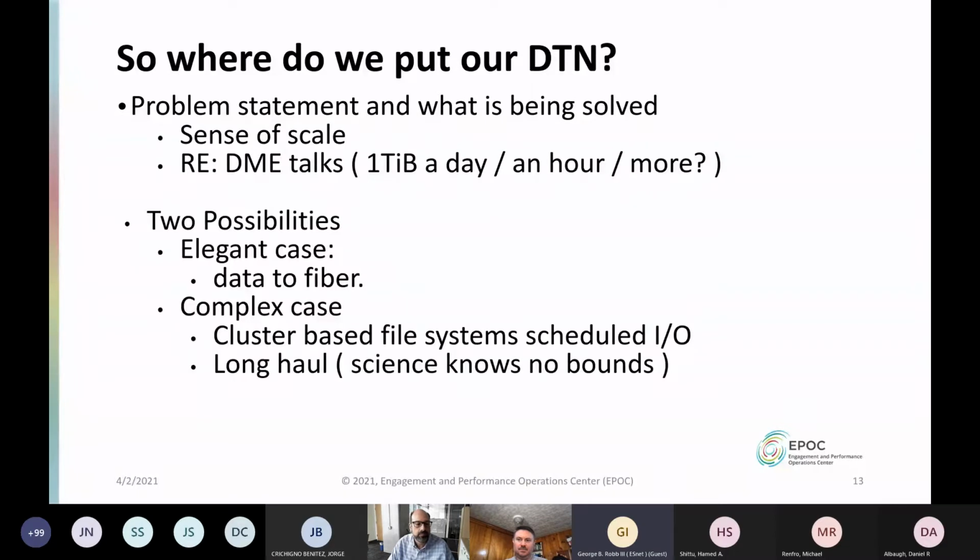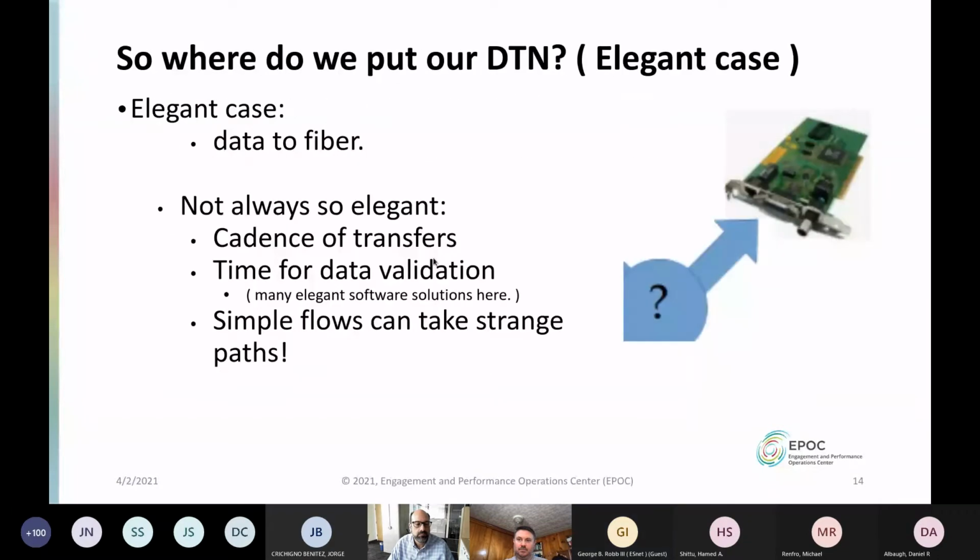And there's possibilities. There's elegant cases, right? Data to fiber. You're on campus, instrument to cluster. That's probably the easiest. There's also complex cases where you have cluster-based file systems with scheduled I/O, or long haul, where science knows no bounds, right? We're trying to get from an IoT device in the Atacama desert all the way across to a regional storage. How do we do this? So think about your use cases and think about serving the science.